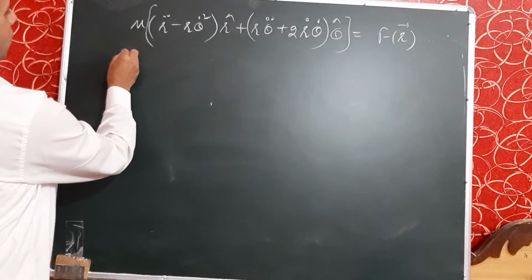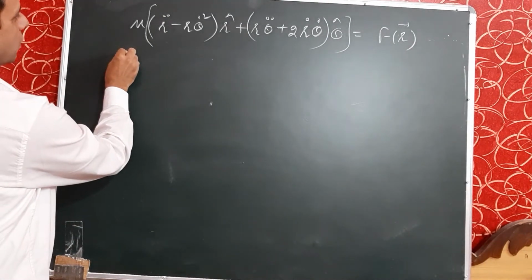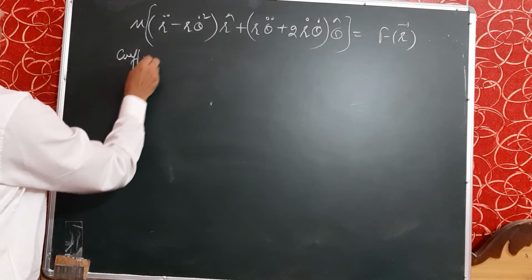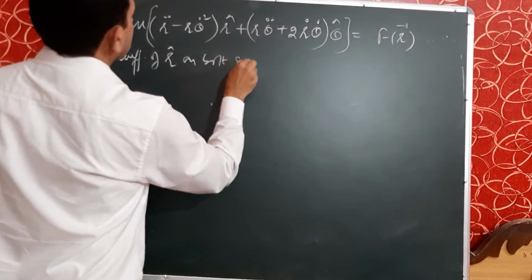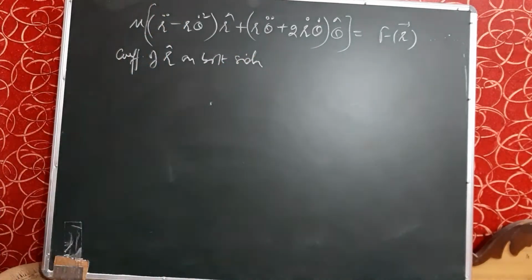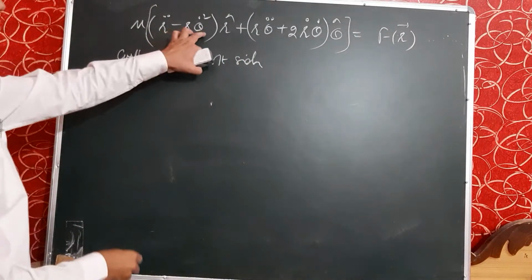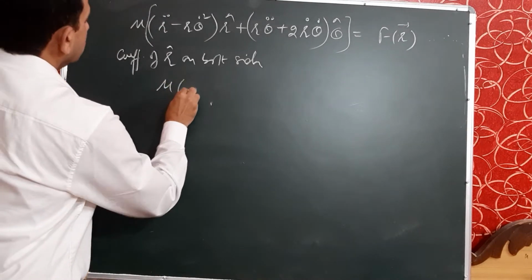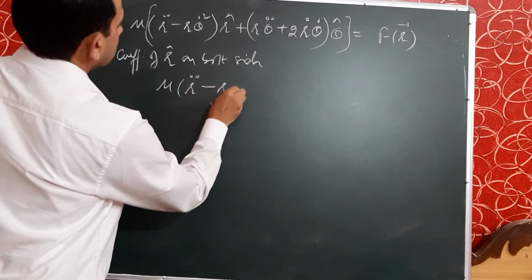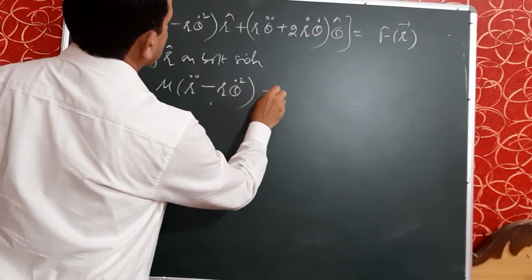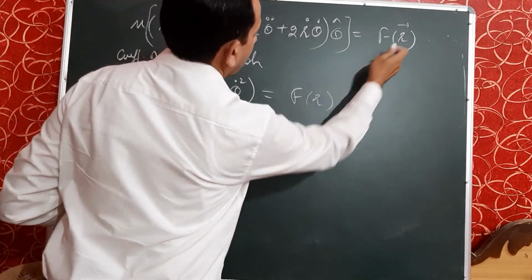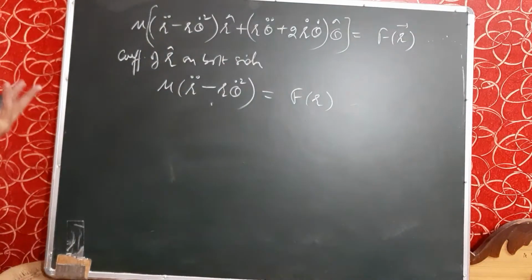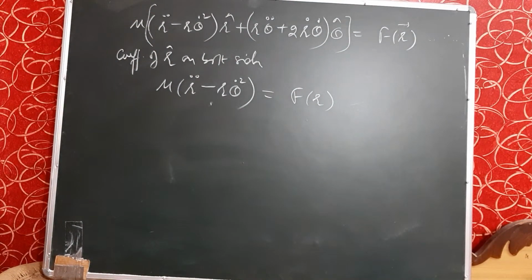So on comparison, the coefficient of r cap on both sides. So r cap is, this is first term, that is mu into r double dot minus r theta dot square, and on the right hand side it is only f of r, because it is only a function of r. There is no theta on the right hand side, there is only a single component r.